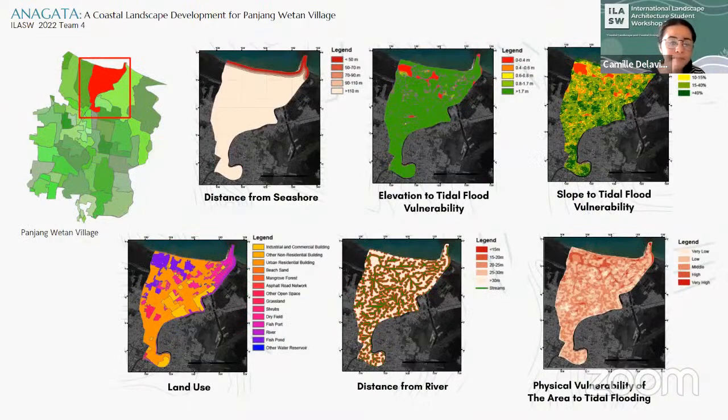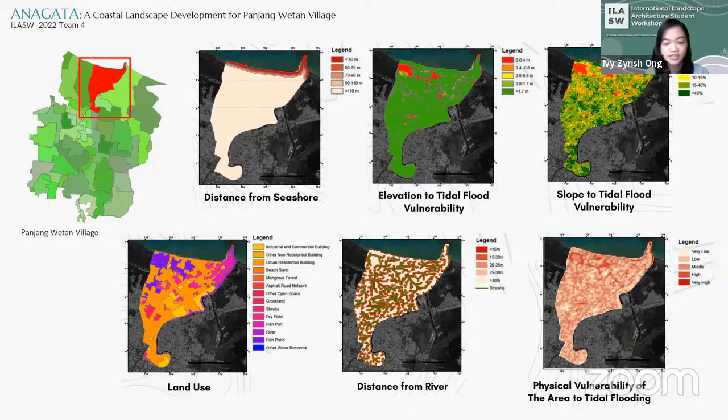Next, we have Ivy. For our site analysis, these are the thematic maps that my groupmate generated using ArcGIS. The first one shows the distance from the seashore. The area highlighted in red is less than 50 meters away from the coast and is considered a disaster-prone area. Next, as mentioned, the site is located in a lowland area with elevation ranging from 0 to 1.7 meters above sea level. Its land surface is relatively flat with a slope of between 0 to 8%.